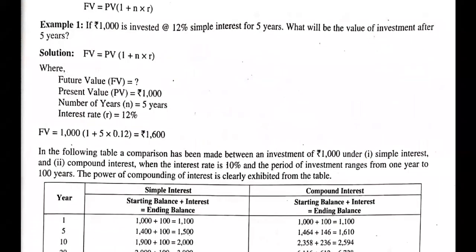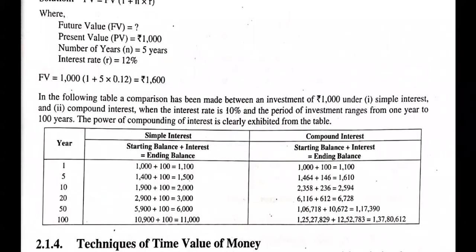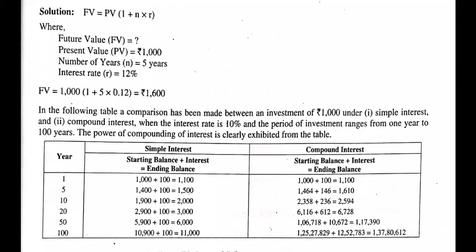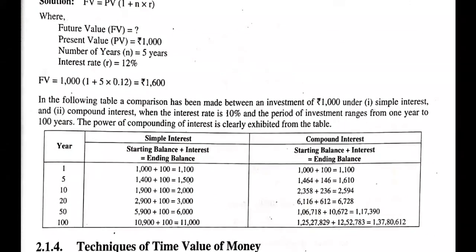Okay, now let us see a comparison between simple and compound interest, how it works. In the following table, a comparison has been made between an investment of rupees 1000 under simple interest and compound interest, when the interest rate is 10% and the period of investment ranges from 1 year to 100 years. The power of compounding of interest is clearly exhibited from the table.